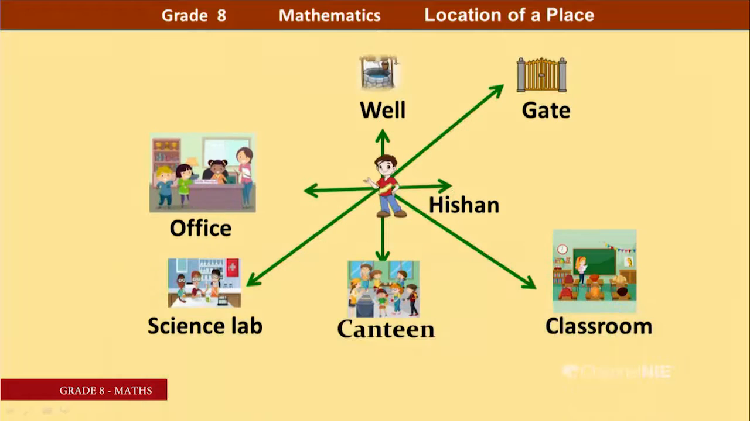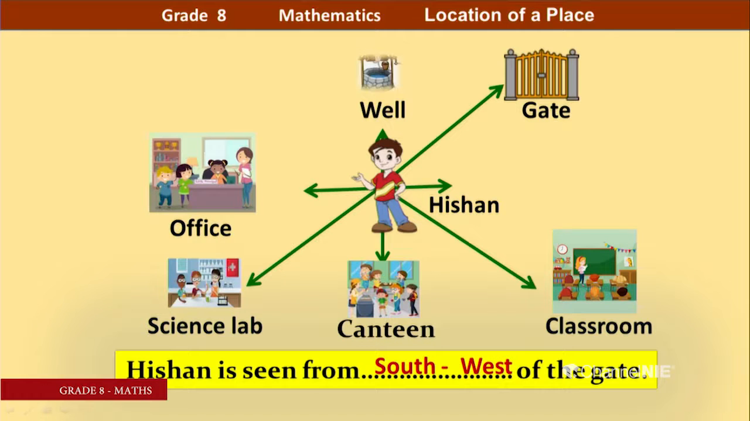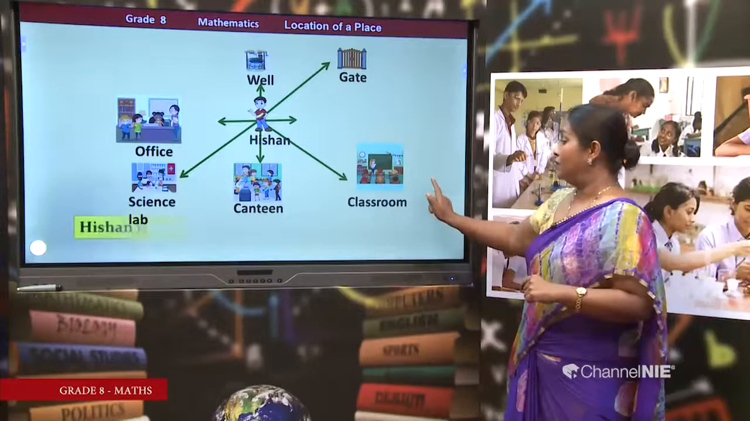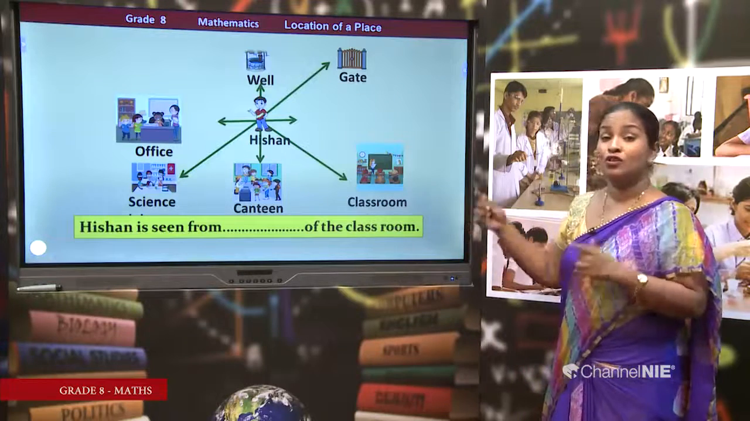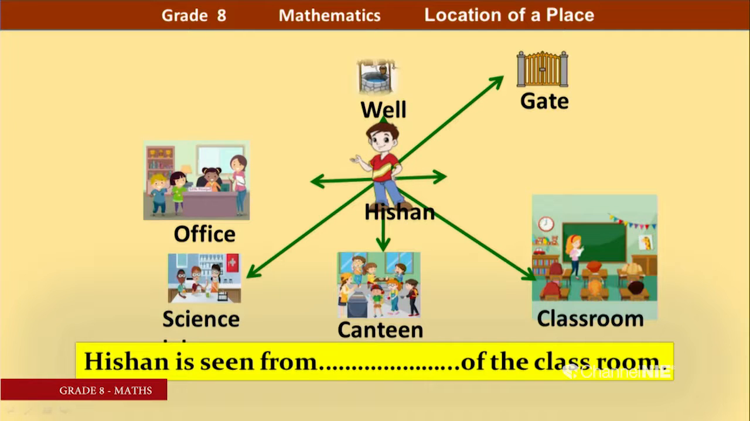Move on. Next, we are going to compare the position of Hishan as seen from the gate. Yes, we will try to identify the direction. Now, you are at the gate, you are looking at Hishan. What is the direction? Yes, you are correct. So, Hishan is seen from southwest direction of the gate. Then we will see from the classroom. Now, you are at the classroom, you have to look at Hishan. What is the direction? Hishan is seen from which direction now? He is seen from northwest of the classroom. Good.